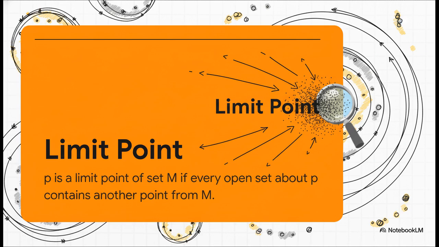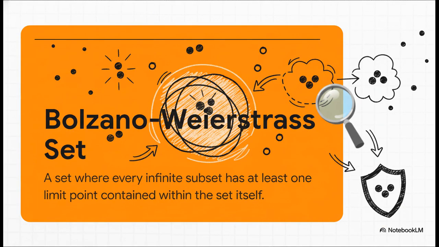The idea is, no matter how tiny of a little bubble you draw around a limit point, you're guaranteed to find other points from the set hanging out inside that bubble with it. And this brings us to the Bolzano-Weierstrass property, which gives us a rock-solid guarantee. A BW set is basically a space where infinity can't run away. If you pick any infinite collection of points from inside that set, it's not allowed to just spread out forever.